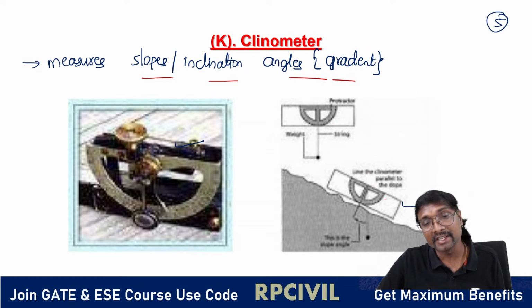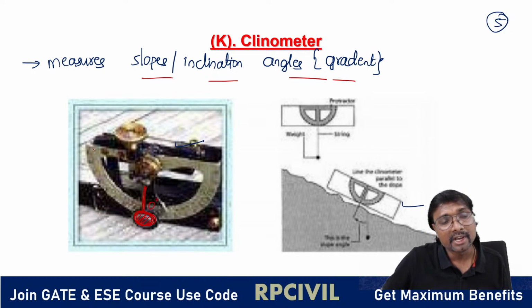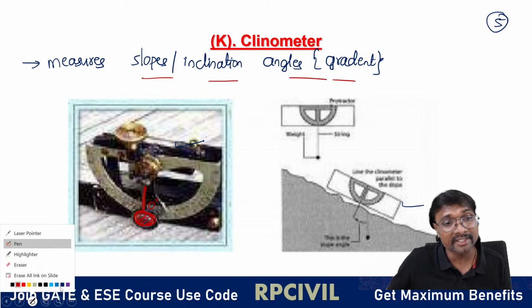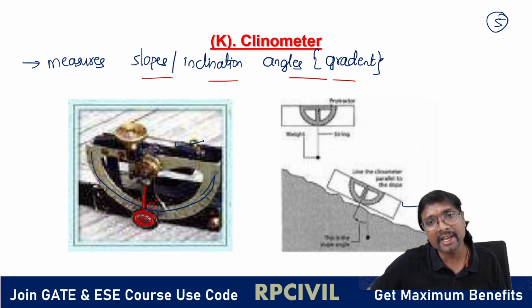Slopes or inclination angles, whatever it is. Same here also. This belly-like symbol is the indicator, and whenever it is leveled, it shows the zero reading. This half moon arrangement has the readings. So whenever it is exactly horizontal, the indicator coincides with the zero reading.